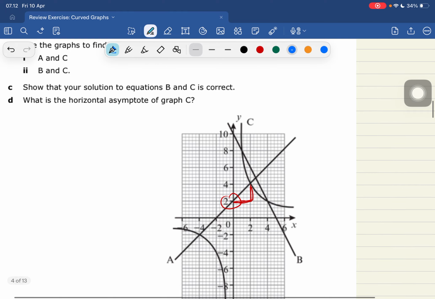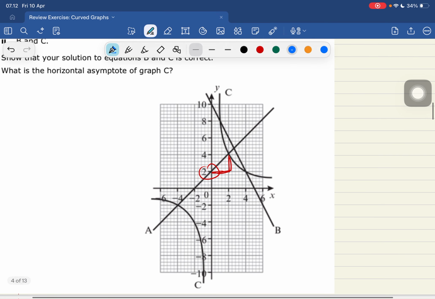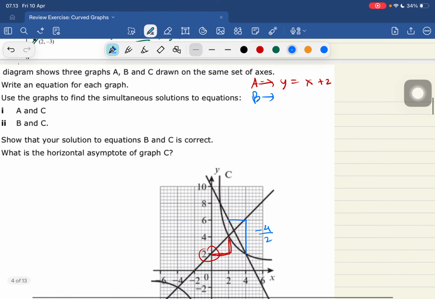Next, B. B is still a straight line. Let us find the gradient. From here to here, the change in y we can see is negative 4. And here is 2. So the gradient is negative 2. So y equal to negative 2x. Here the equation is y equal to mx plus c, so we can just find the gradient and y-intercept. So the y-intercept is plus 10. So negative 2x plus 10, with 10 as the y-intercept.